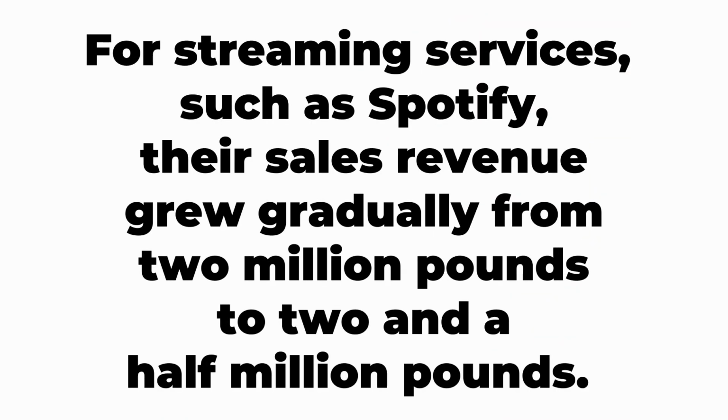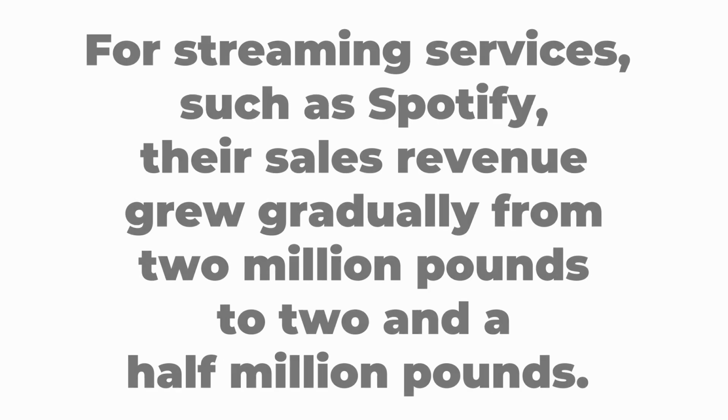So let's take a look at some example sentences from those 2 paragraphs, and you can find the whole thing down in the description. For streaming services, such as Spotify, their sales revenue grew gradually from £2 million to £2.5 million. So here I'm giving a nice description, I'm giving the numbers, and I'm also using adverbs to describe the type of growth. And that's the sort of detail you can be including in here. So I said the sales grew gradually, which is a really useful adverb to use in your IELTS Part 1 writing. Okay, let's take a look at another one of those sentences.